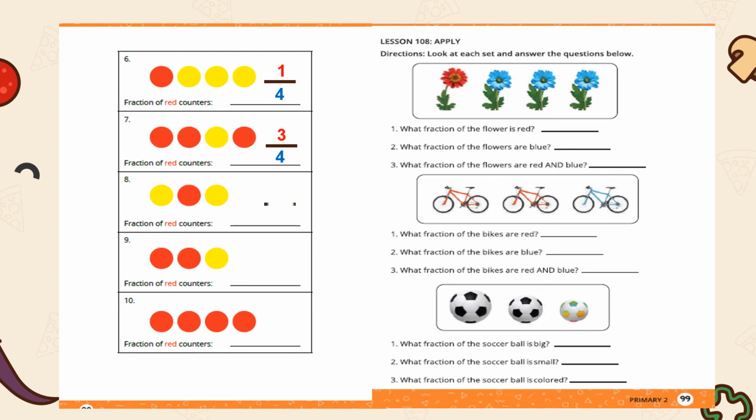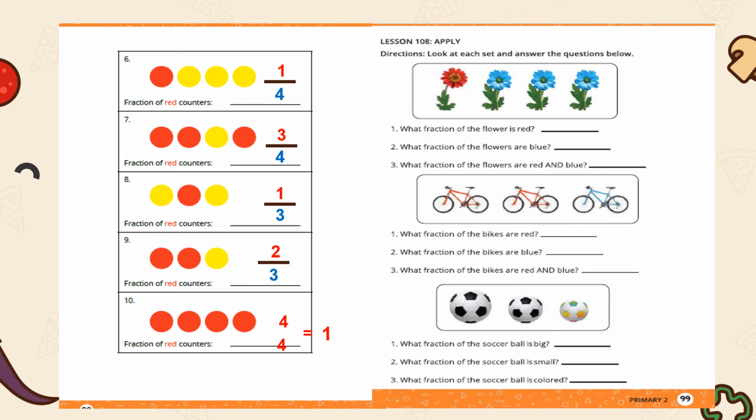In number 8, total parts are 3. How many red? Just 1. So the fraction is 1 over 3. In number 9, the total is 3. How many red? There are 2. So the fraction is 2 over 3. The last one, the total is 4. And how many red? There are 4. So 4 over 4 equals 1.